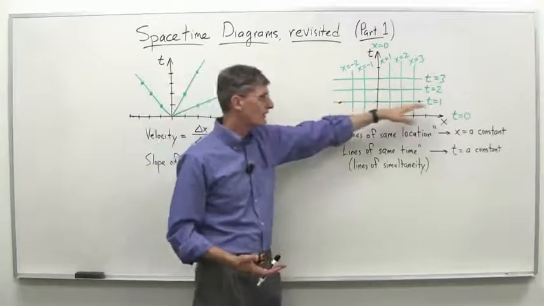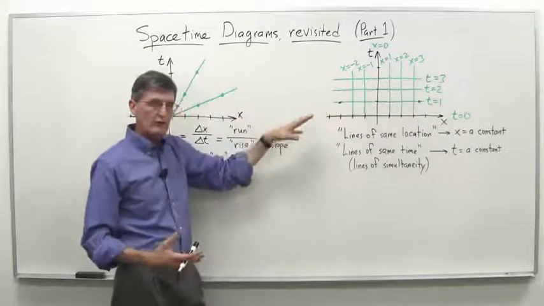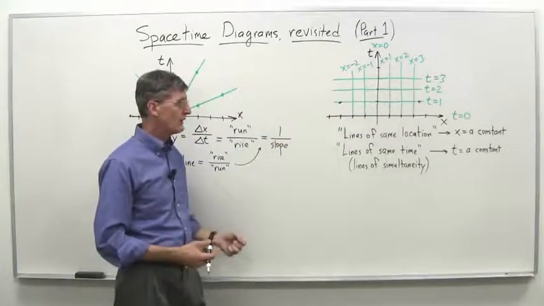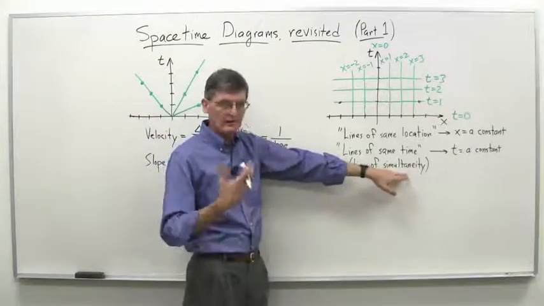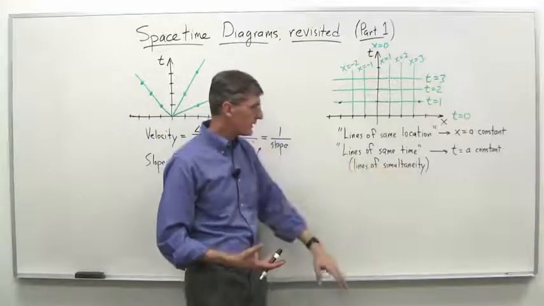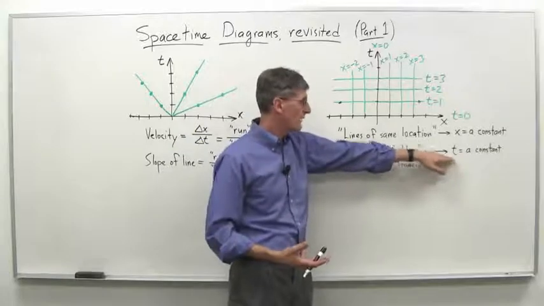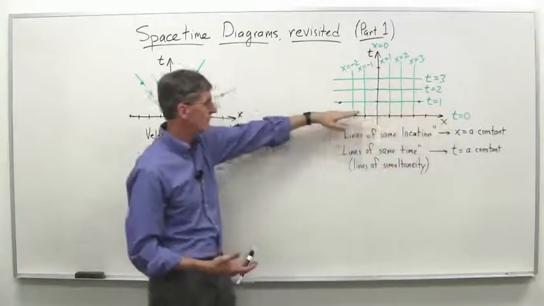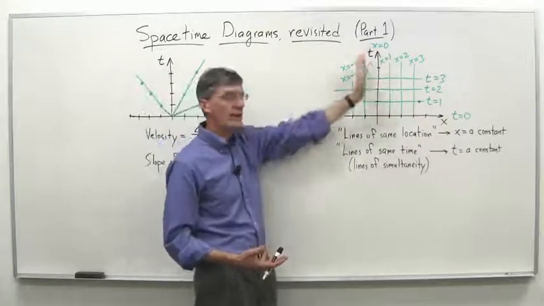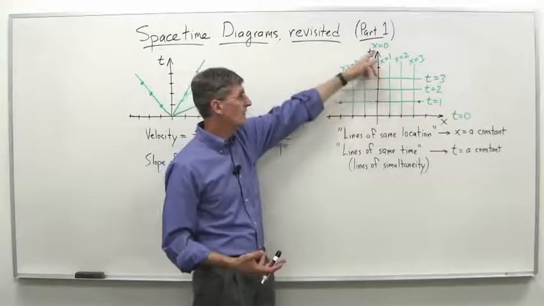Anything on that horizontal line, any event on that horizontal line, means it happened at the same time. They were simultaneous with each other. Of course, that's why we call it lines of simultaneity, and that's where t equals constant. And of course, the x-axis itself is t equals 0, so it is a line of simultaneity. And I forgot to mention the t-axis, the vertical axis, is x equals 0.